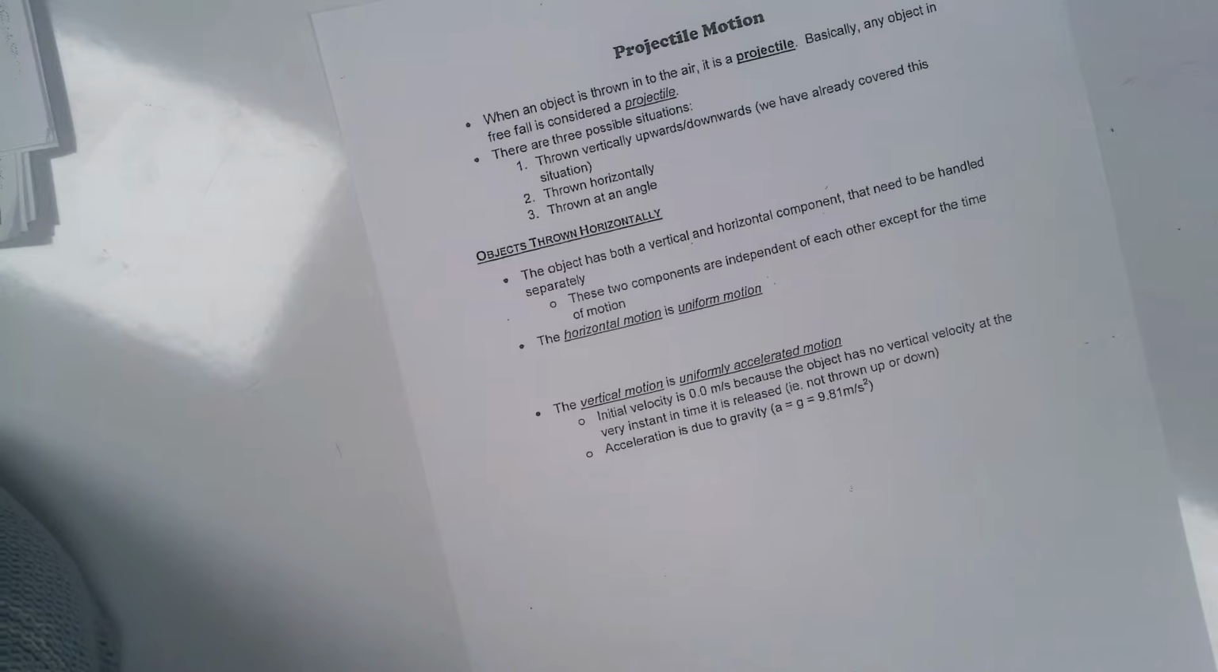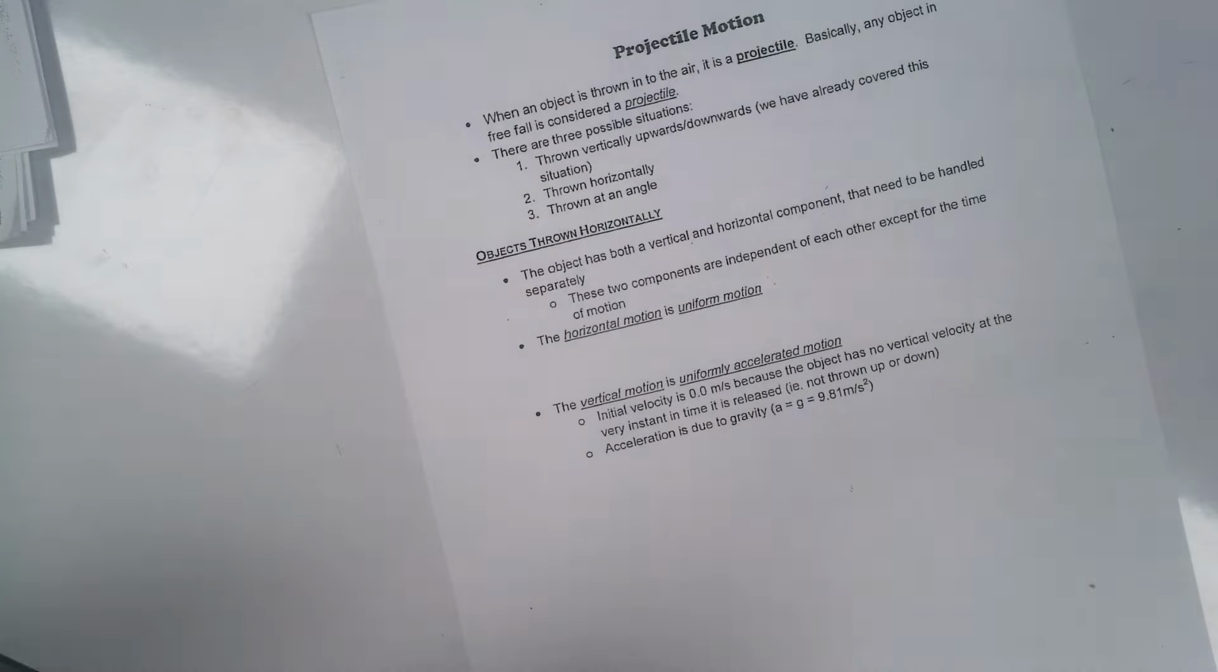And there's three possible situations where we throw it vertically straight up and down. We looked at this in free-falling objects. We can throw it horizontally like we do in baseball, or we can throw it at an angle. When we look at objects thrown horizontally, there are some pieces that never really change. And so when an object is thrown horizontally, what we need to understand is that there's a horizontal and a vertical component that need to be looked at individually.